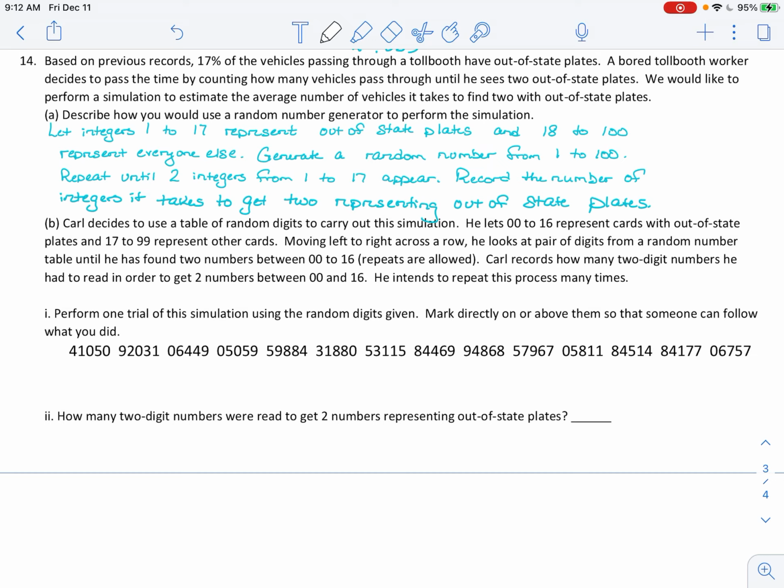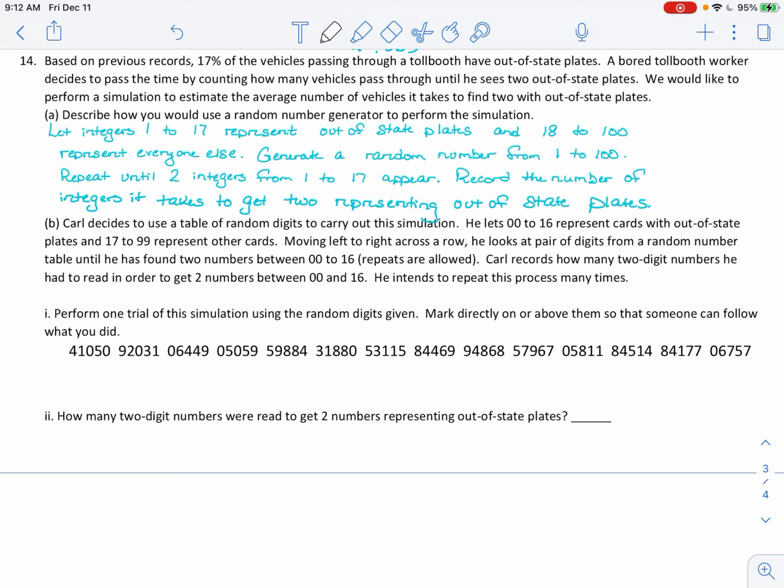On number 14, it's talking about there are records showing that 17% of vehicles who go through a certain toll booth have out-of-state plates. So a toll booth worker decides to pass the time by counting how many vehicles pass through until he sees 2 out-of-state plates. I'm going to describe how you could perform a simulation so you don't have to go to a toll booth, but still represent this scenario happening.